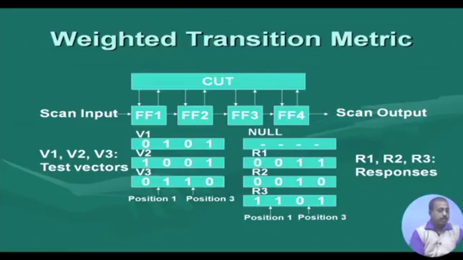Accordingly, we can define something called position of transition. If there is a transition at this position, we call it position 1. Between any two bits we call it a position. So it is position 1, this is position 2, this is position 3. For the first V1 we have transitions at position 1, position 2 and position 3, all the 3 positions.